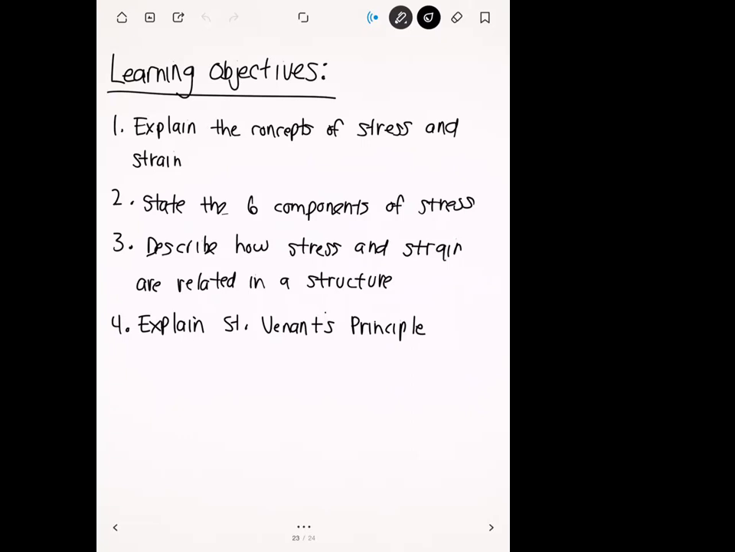Okay, and so let's jump into the topic for the lecture today. The topic for the lecture today is we're going to do a review of strength of materials.